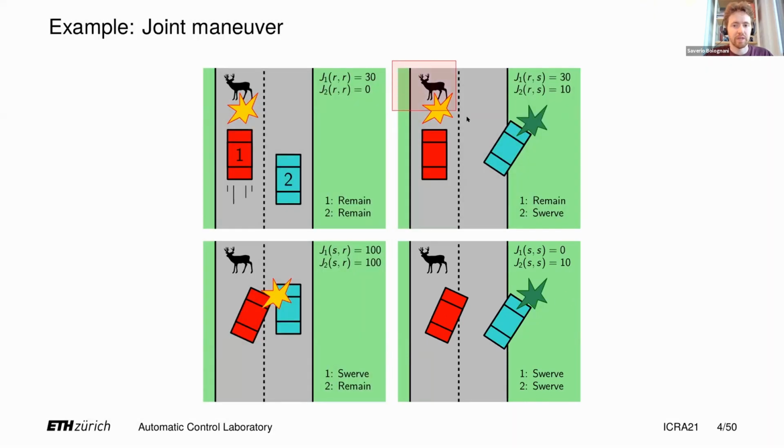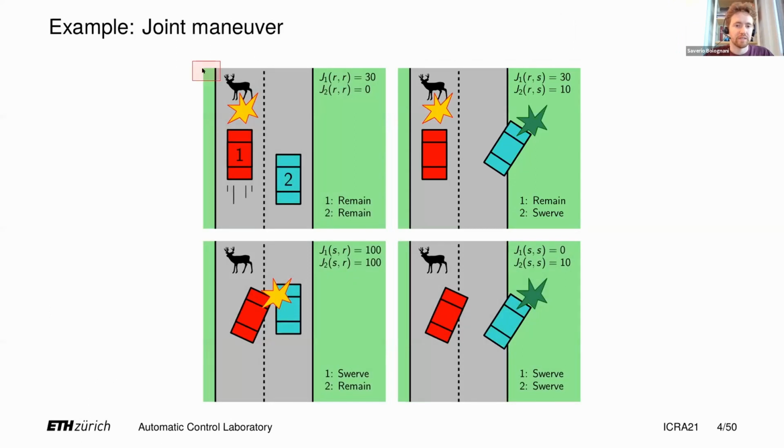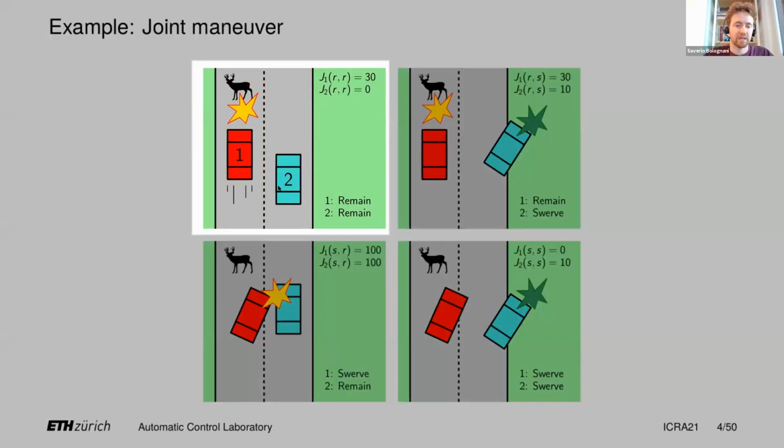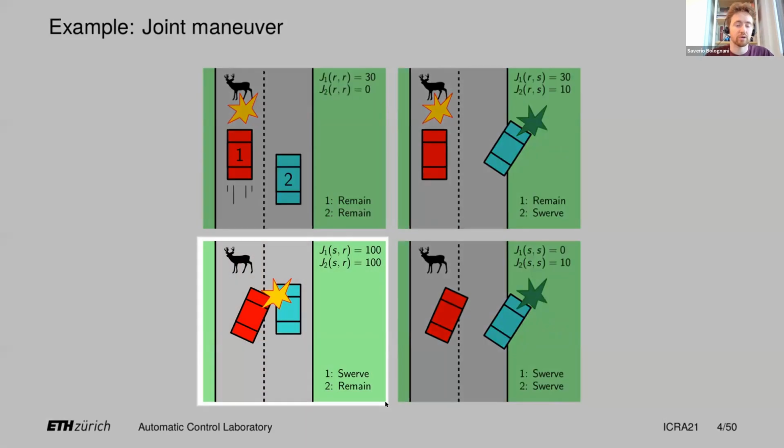What happens if player one decides to stay on the lane and player two decides to swerve to the right? Well, then they both incur a cost, the cost of hitting the obstacle and the cost of swerving into the grass. What happens if they both remain on their lane? Well, you can imagine one of them hits the deer and the other one doesn't incur any cost. What happens if the first one swerves and the second one remains? Well, they incur the largest cost of all, both of them, right? That's, let's say, 100. Here we're just playing with numbers.